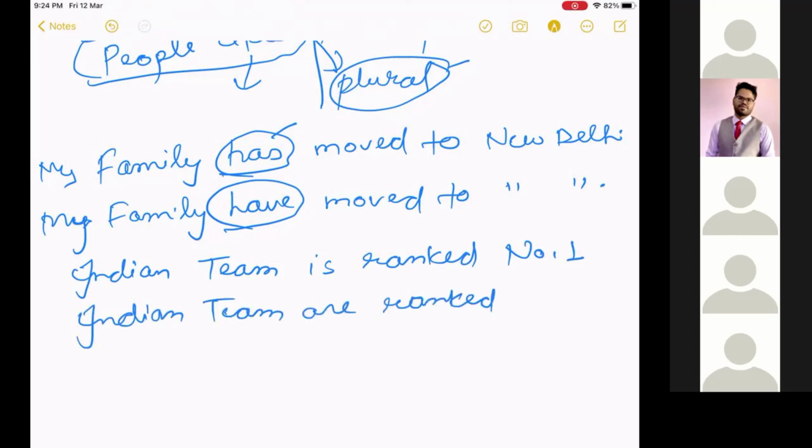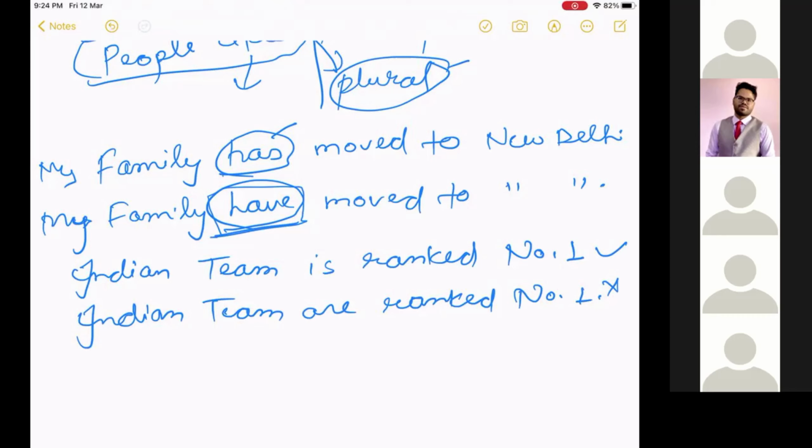Indian team is ranked number one. And the first one, what you told, my family has. Tell me about your family. If we talk about your particular family, Vatika, what is your surname? May I know that?